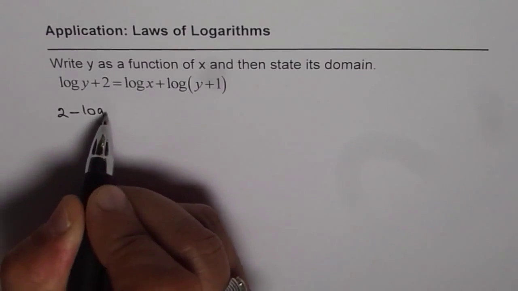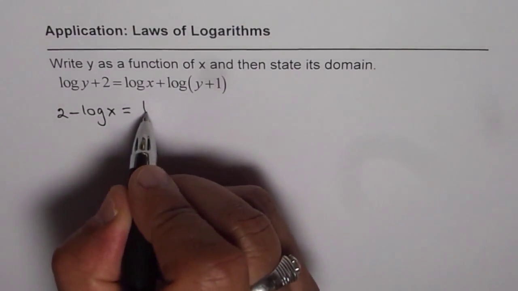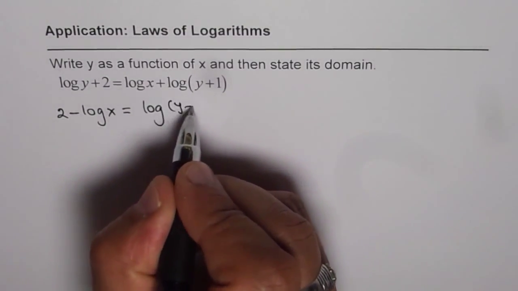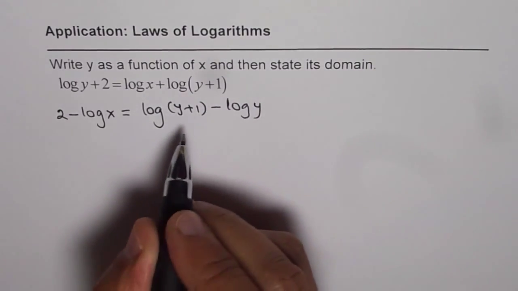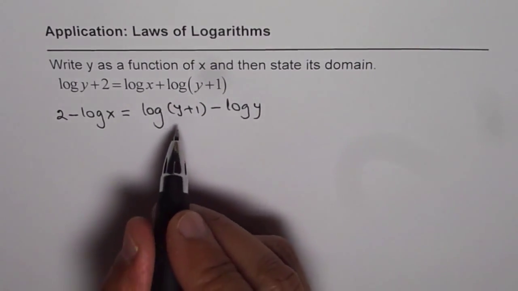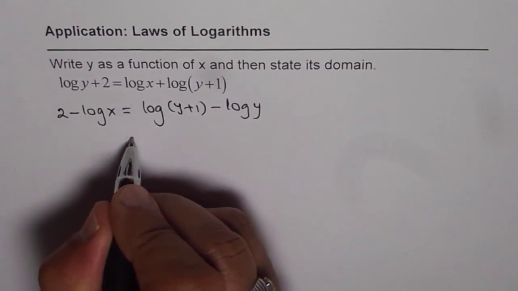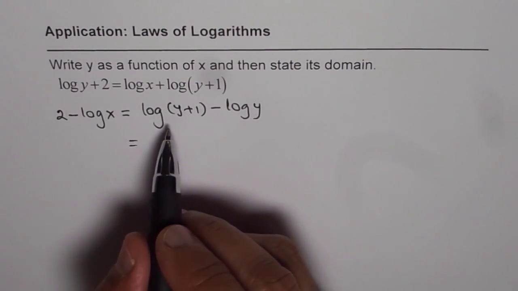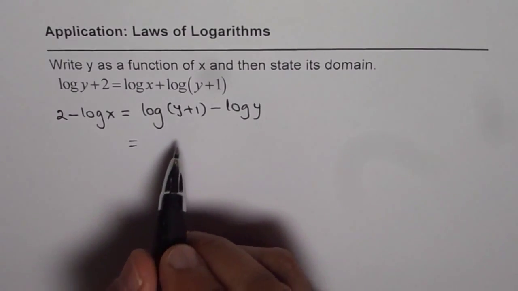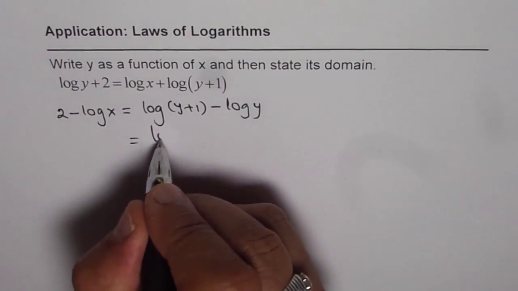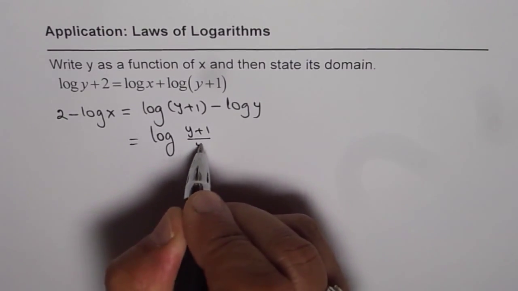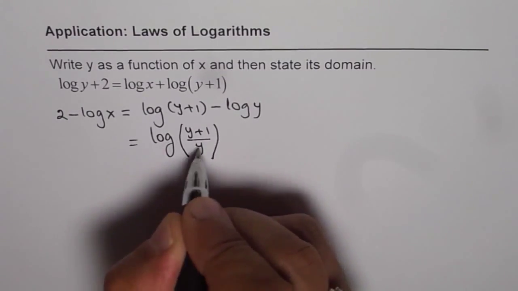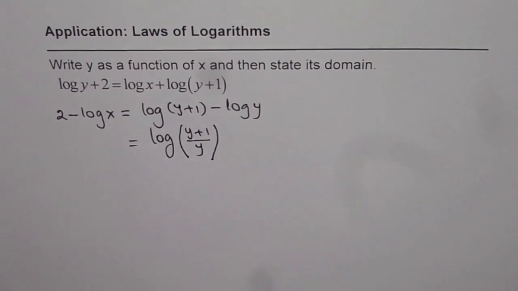2 minus log x equals log of (y + 1) minus log of y. Now all the terms on the right side are in terms of y. Using the logarithmic laws, we can combine these two terms and write them as a quotient, right? So the right side becomes log of (y + 1) divided by y, correct? That becomes the right side. How about the left side?